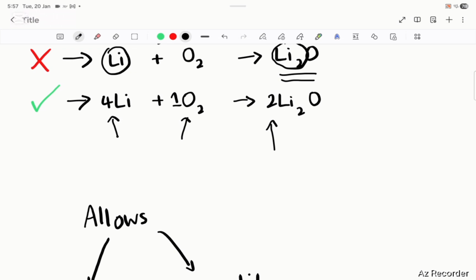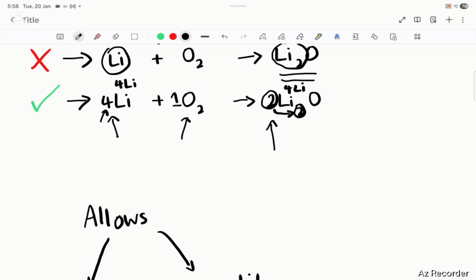So let's count how many lithium atoms are on the left side. We have 4 here, so that's 4 lithium. And on the right side, we've got 2 times 2, so that's 4. The number here is the multiplier that is multiplied with whatever number is down here. So on the right side we have 4 lithium atoms. Thus we can see that the number of lithium atoms on both sides are the same.